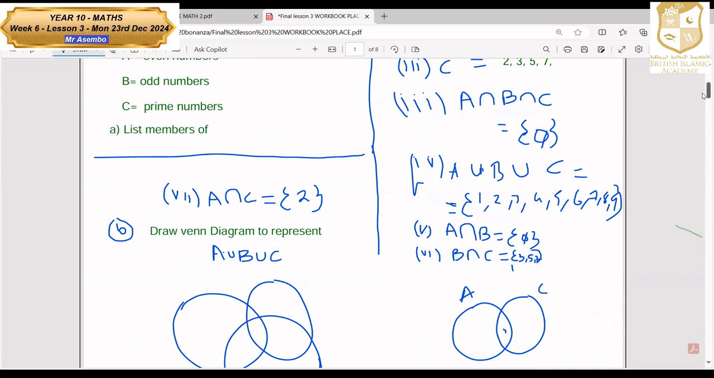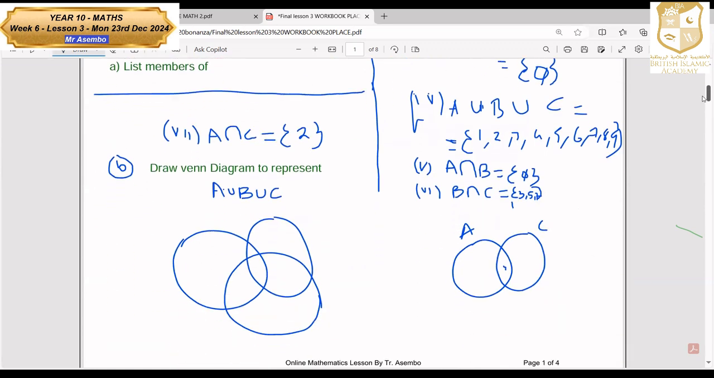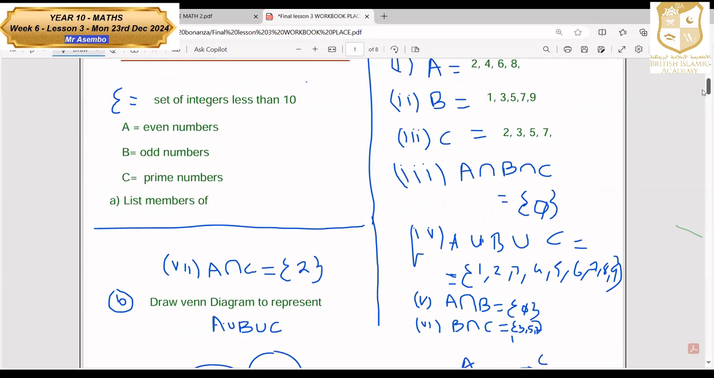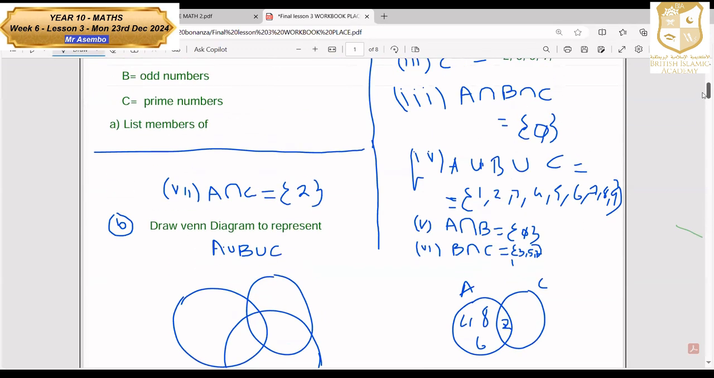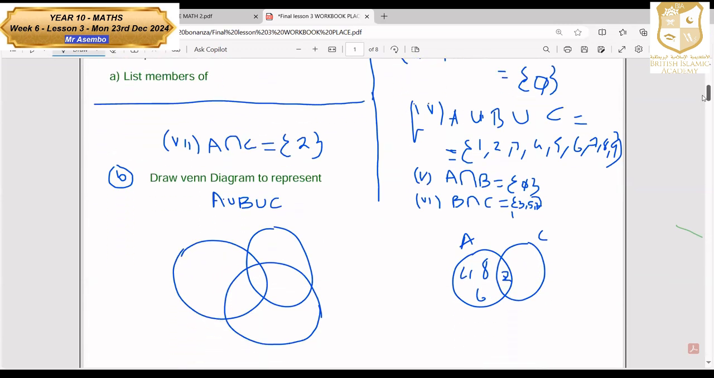Now, we check the members which are in both A and C. A and C, which is 2. So the one which is in both, we put in the middle here, which is A and C. Then check which members are remaining in A. We put only in A. So remaining A is 4, 6, and 8. We put here 4, 6, and 8. Of course, 2 has already been represented in the middle, which is the intersection. And then the one remaining in C, which is 3, 5, and 7. So we put here 3, 5, and 7.